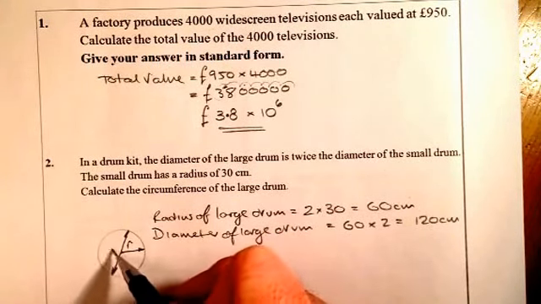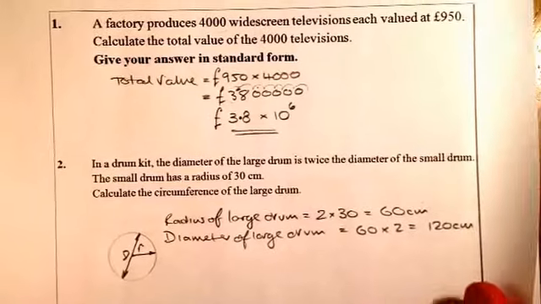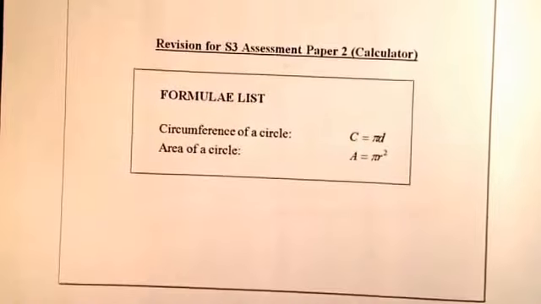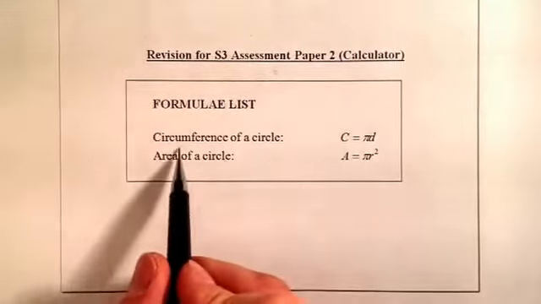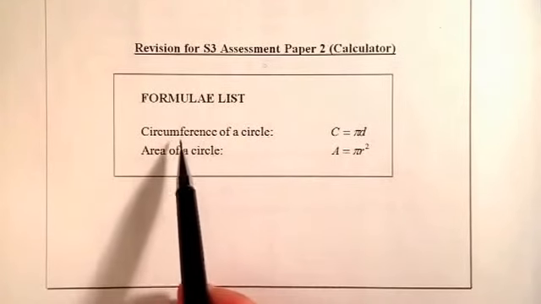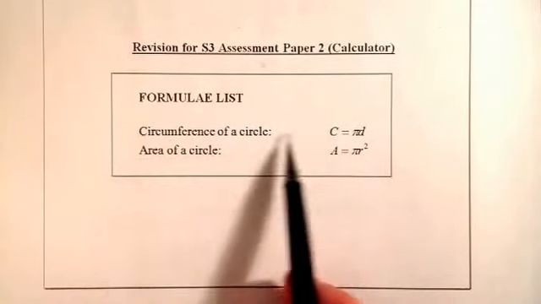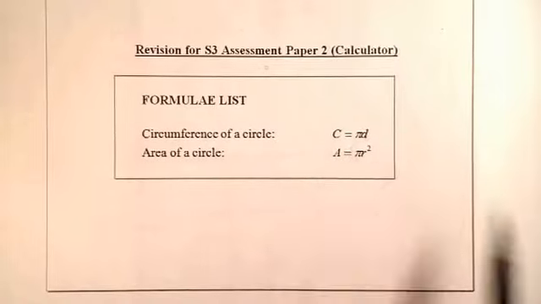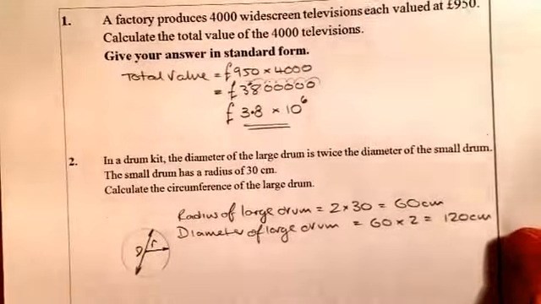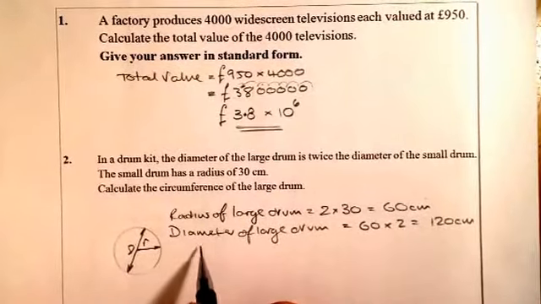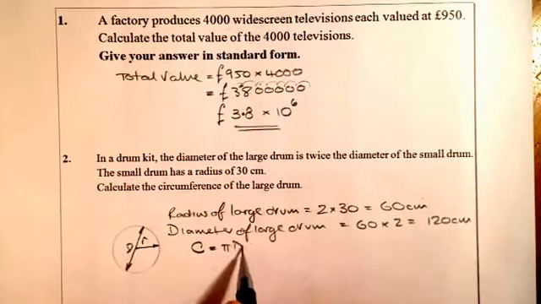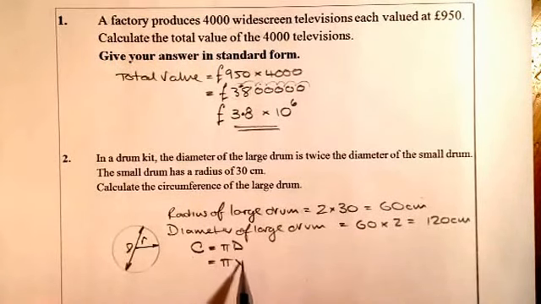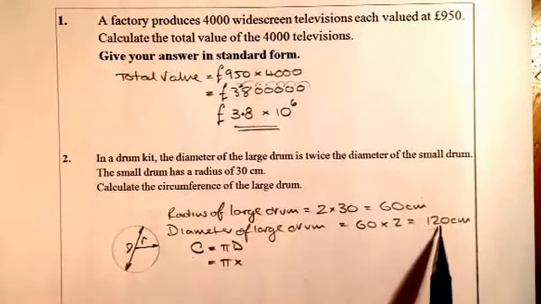That's our diameter. I needed the diameter because if I look at my formula list, I'm trying to work out the circumference of the circle. So the circumference starts with a C. C is equal to pi d. So that's the formula I'm going to use to work this question out. So I'm going to start with my formula. Just write that down. Pi times the diameter. The diameter was 120.